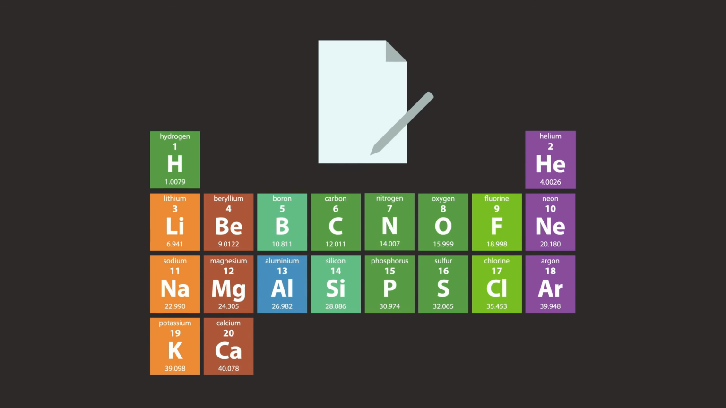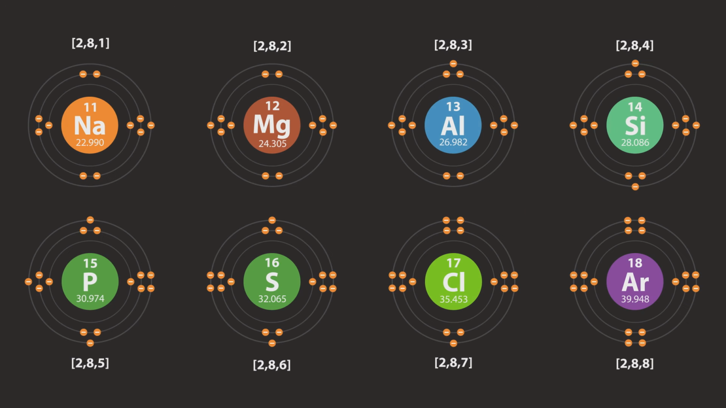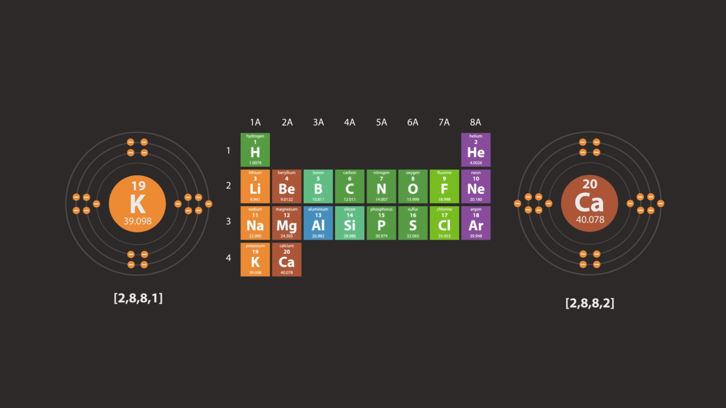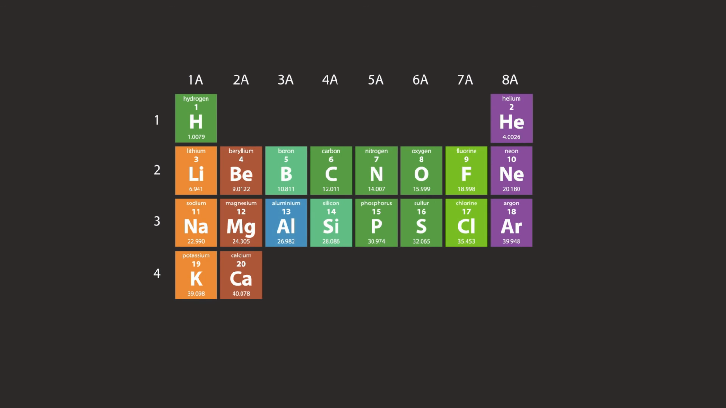Now the electronic configuration of the elements of the third period looks like this. You can see that all the atoms here possess a maximum of 3 shells. And in the same manner, the electrons present in potassium and calcium are distributed across 4 shells or energy levels. So this was all about electronic configuration for your grade, and I hope you will easily be able to draw the electronic configurations for all the elements up to atomic number 20.